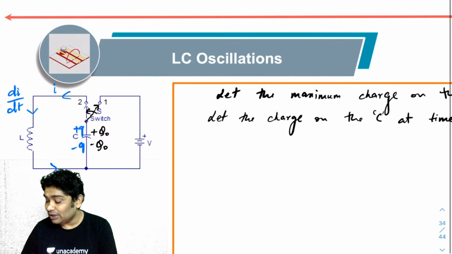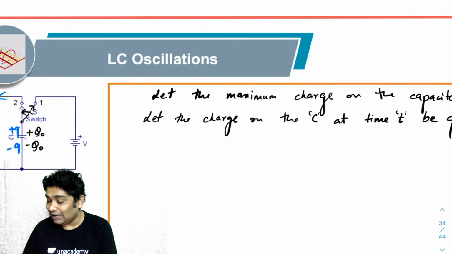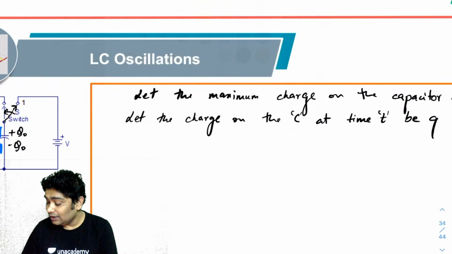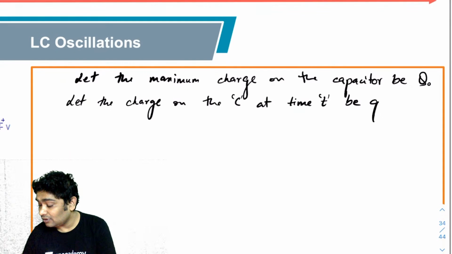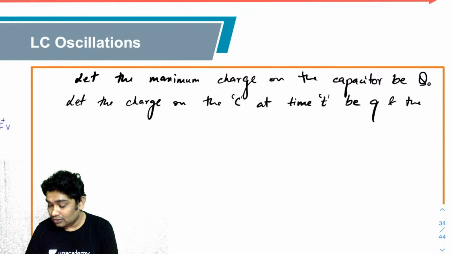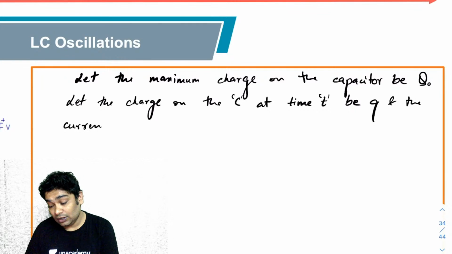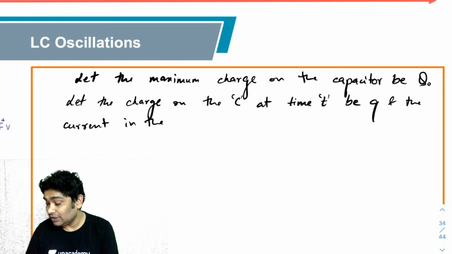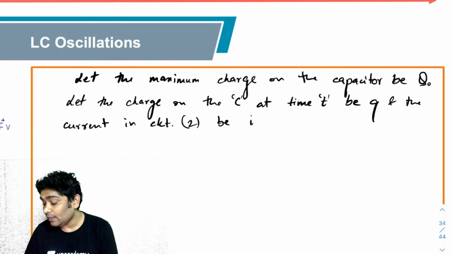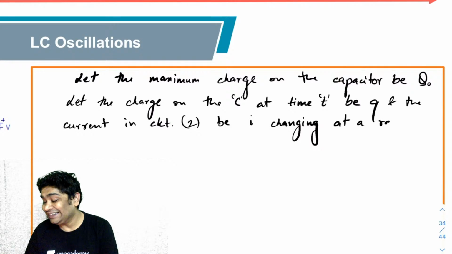Let the charge on the capacitor at time t be small q, and the current in the circuit, with the switch in position number 2, be small i, changing at a rate di by dt.